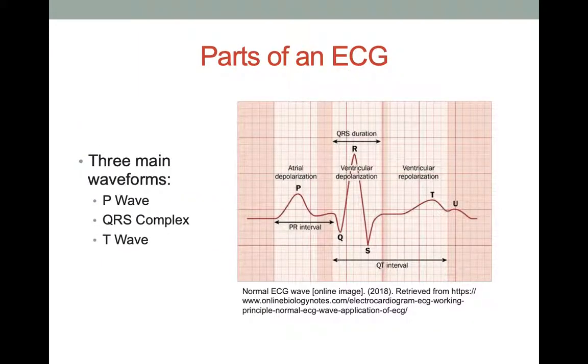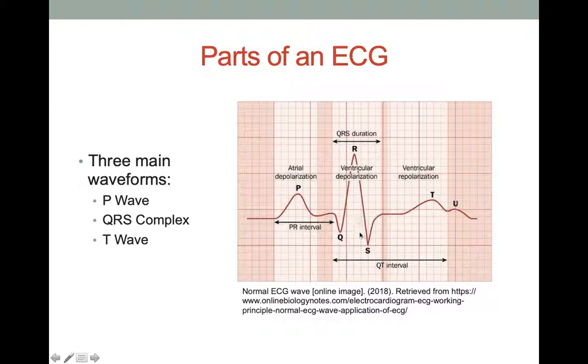So now the parts of an ECG. There's three main waveforms that we look for on an ECG. The first is our P wave here. This P wave represents atrial depolarization. Now, we do not see anything on here about the SA node firing. That's too small of an impulse for us to detect with our electrodes. But this is the atria depolarizing. So we get a nice good wave for that.